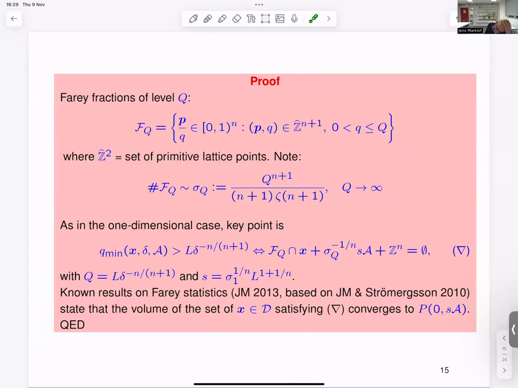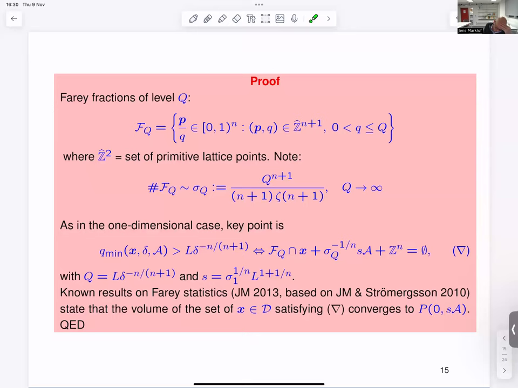Now, the proof of this theorem proceeds exactly as before. So remember, this is the definition of our Farey sequence now in higher dimensions. The Farey sequence level Q is exactly given by those fractional points with denominator at most capital Q. Now the growth of the sequence goes like Q to the N plus one. Remember, in one dimension it was Q squared, now it's Q to the N plus one.